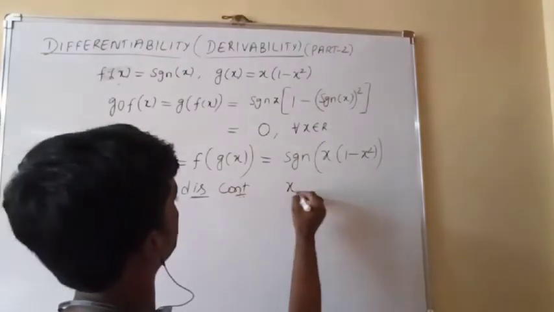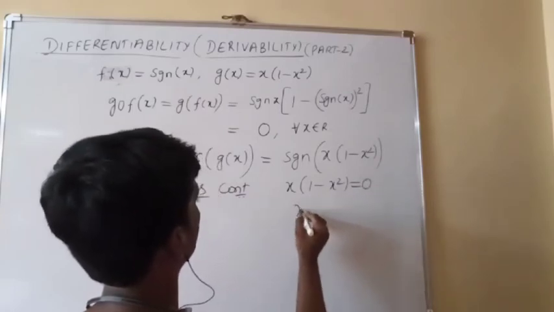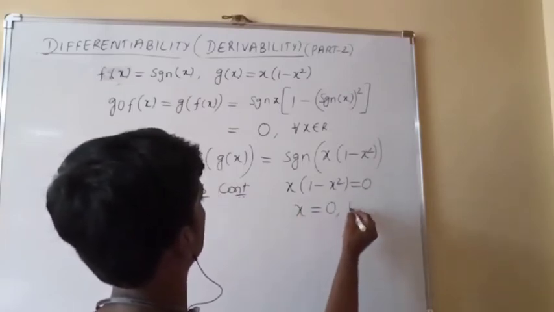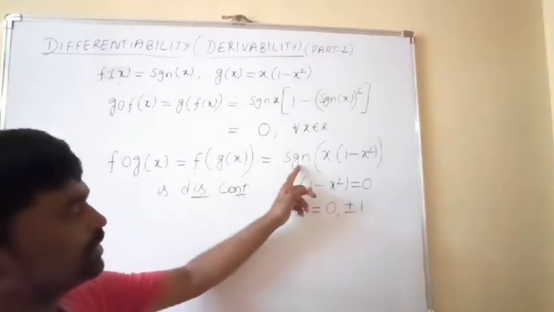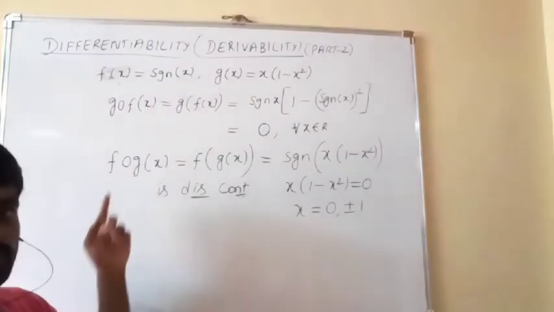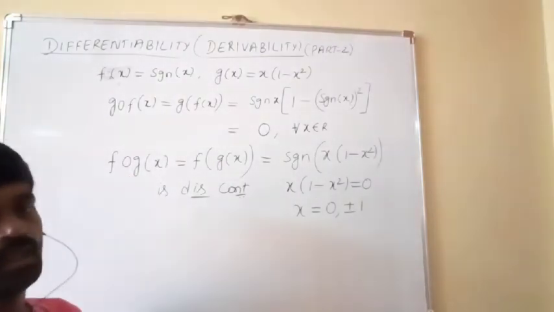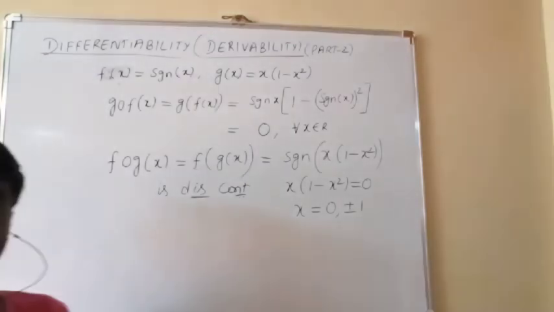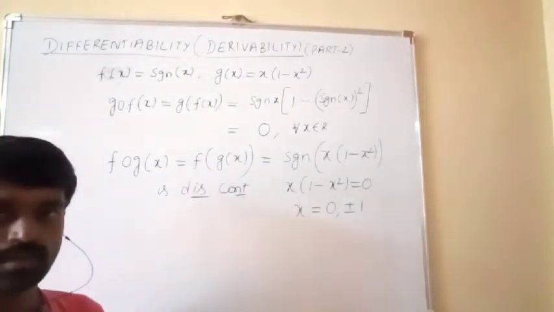when x into 1 minus x square is equal to 0. On solving this equation, you will get 0, plus or minus 1. So that means this function is not continuous at 0, plus or minus 1. This function is the same as what? F circle g. So this f circle g of x is discontinuous at 0 and plus or minus 1, and hence it is not differentiable at those 3 points, 0, plus or minus 1.